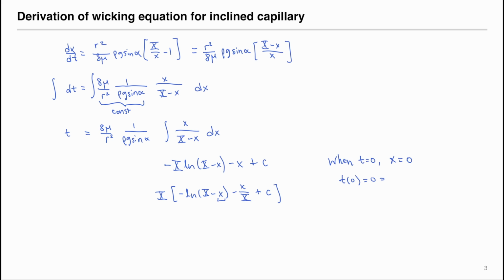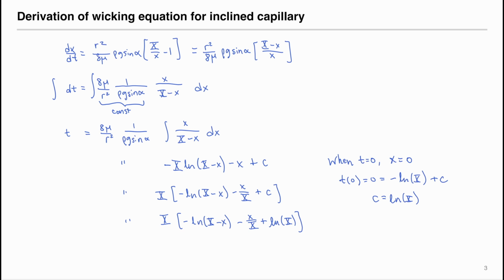This small x is 0, so we have negative natural log of big X, minus x, which is 0, divided by the thing, is also 0, plus c. So we have c equals natural log of big X. And we substitute that in. Remember, we have everything on the left. We have negative natural log of big X minus x divided by big X plus c, which is the natural log of big X.